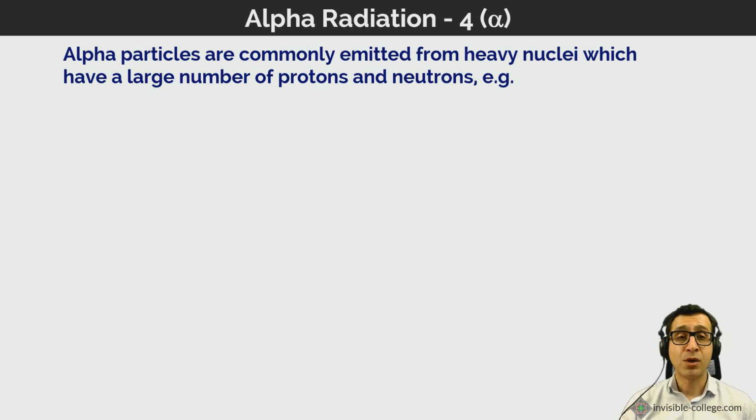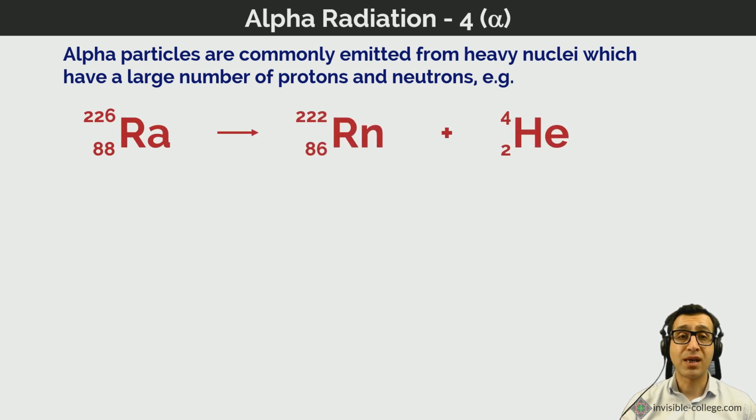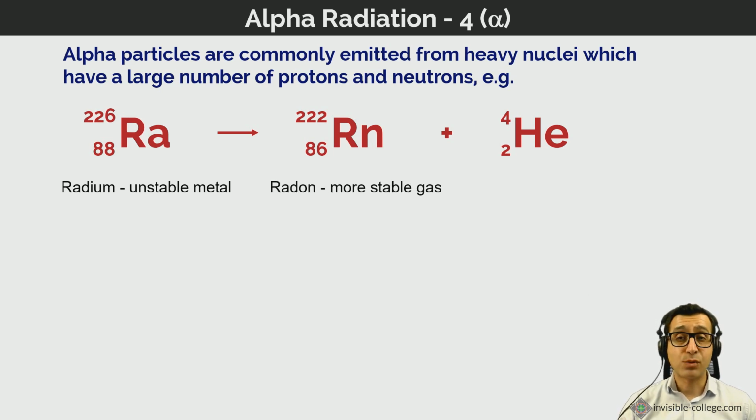So an example of this would be the nuclear decay of radium-226 by alpha emission, and this is shown by this nuclear equation here. So we're starting with an unstable metal and we're forming a more stable gas, radon, by the emission of an alpha particle.